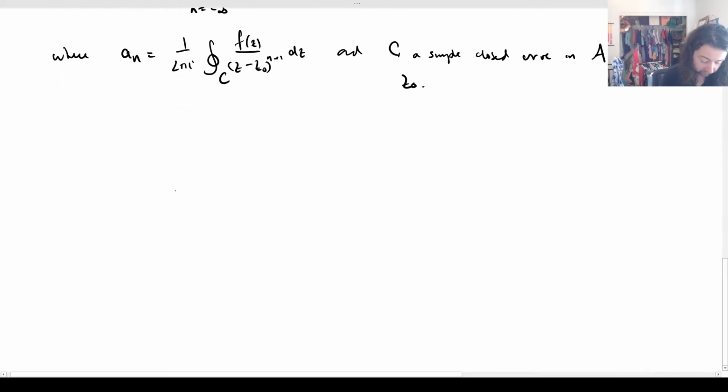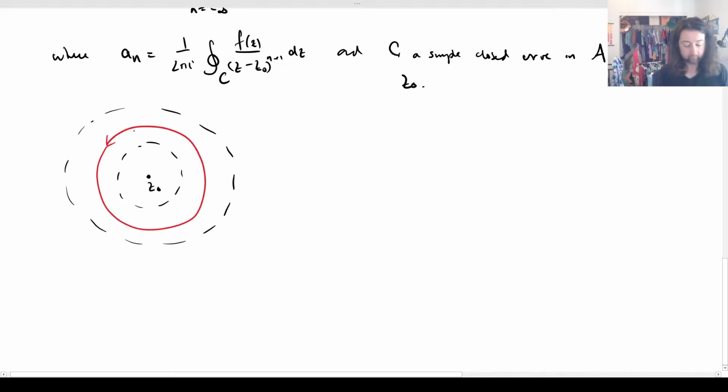So the setup looks like this. You have an annulus. There's some point in the center, z naught. We're saying that we have a simple closed curve inside there that looks like this, that encloses the point z naught.